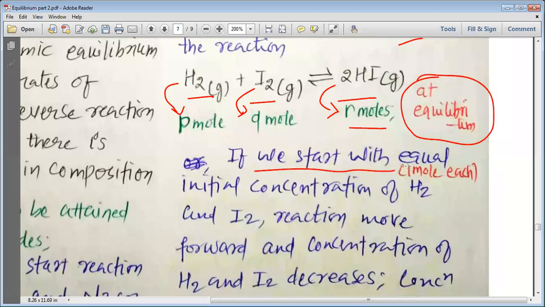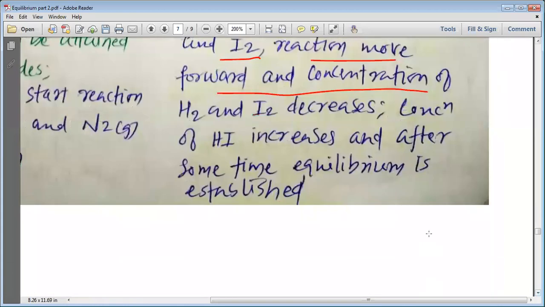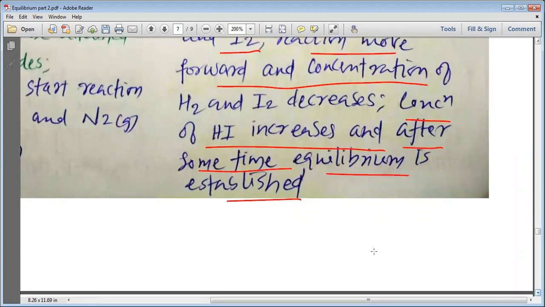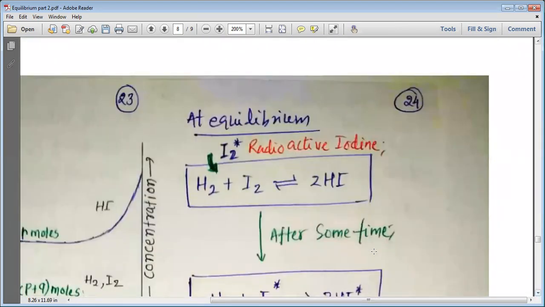Now, if we start with equal initial concentration of H2 and I2, the reaction moves forward and the concentration of hydrogen and iodine decreases. It's quite obvious that the reactants react with each other and their concentration decreases, and the concentration of HI increases. And after some time, as we are aware, equilibrium will be established. So we will study the equilibrium this way.